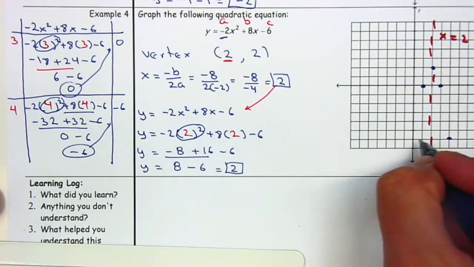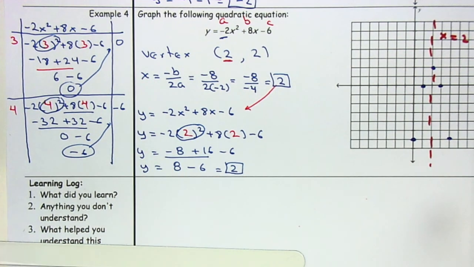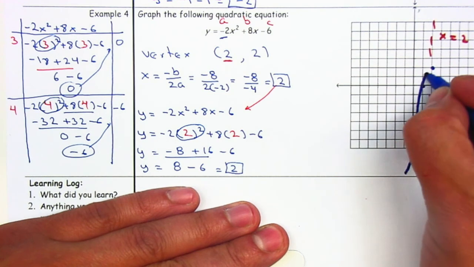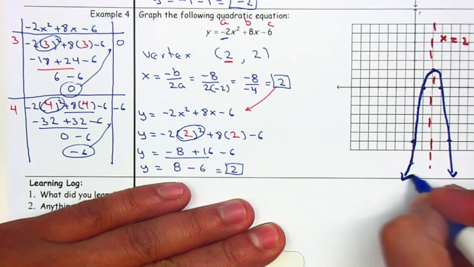If one point is here, my other point will be reflected on the other side, and that will be my problem. As we mentioned before, this is going to be facing down. Remember not to make a V, it has to be a U, a parabola.